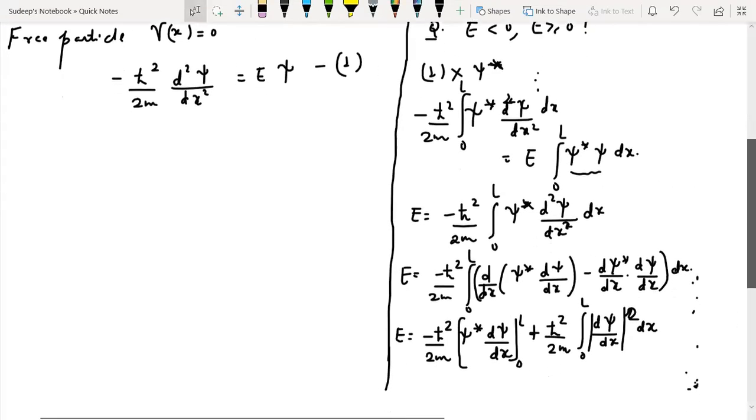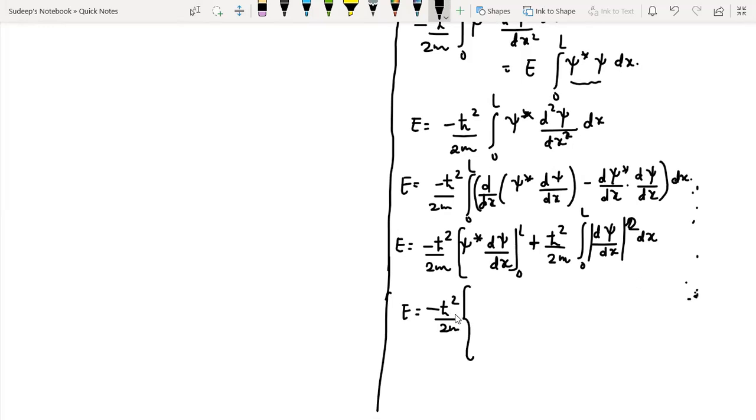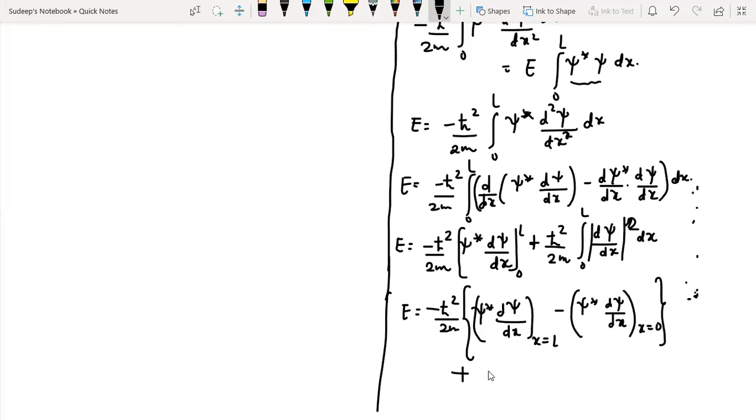Okay, so now E is equal to what? I have to place the upper limit and lower limit here. So E is equal to minus h-bar squared upon twice m, making the bigger bracket, and now I'll simply write psi star d psi upon dx at x equal to L, minus psi star into d psi upon dx at x equal to 0, and then plus h-bar squared upon twice m, integral from 0 to L of the modulus of d psi upon dx, whole squared, dx.